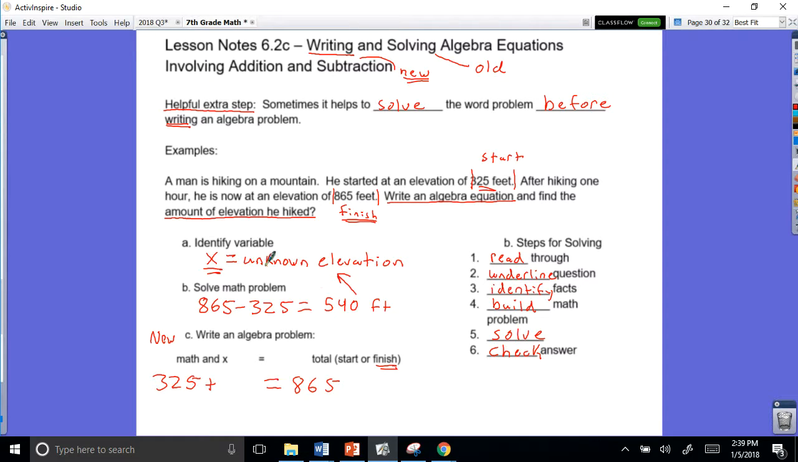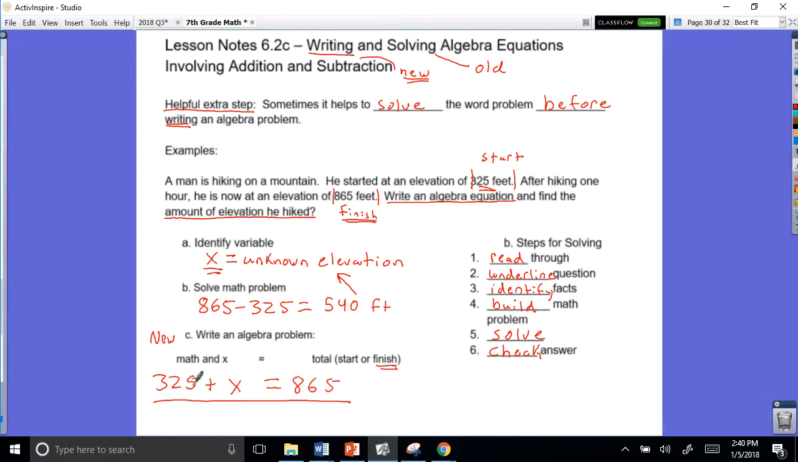I'm going to take 325, and I have to add the elevation he hiked, but we're going to pretend like we don't know that because we're going to use algebra. We're going to use our variable. So we're going to put the X there to get 865. That makes sense because if we take 325 plus the elevation he hiked, which is 540, we already know that, that is going to add up to 865. And that is how we write our algebra problem right there.